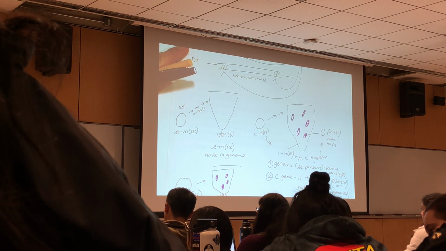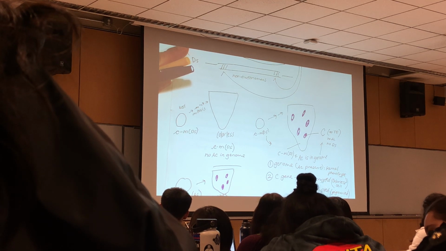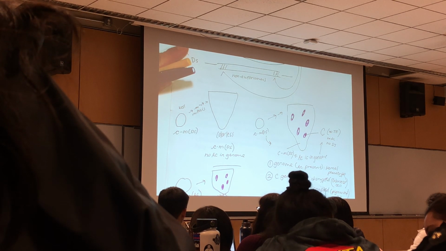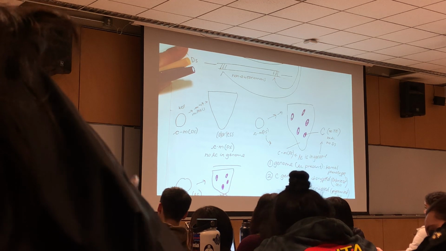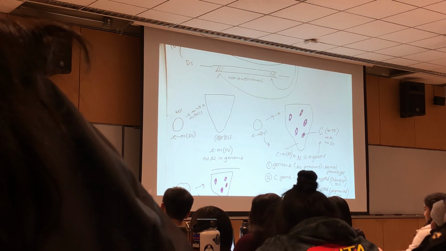Show a spotted phenotype. AC has to be in the genome. Miranda, last question on this, and then we're going to move on. Because the whole exam is not going to be, it's going to be like 1 or 2 questions.